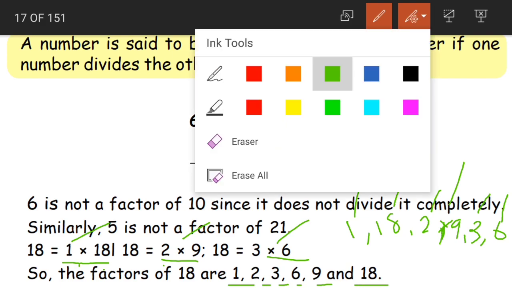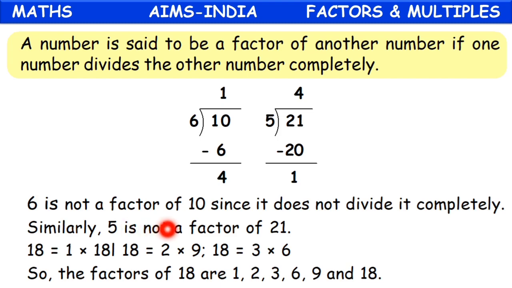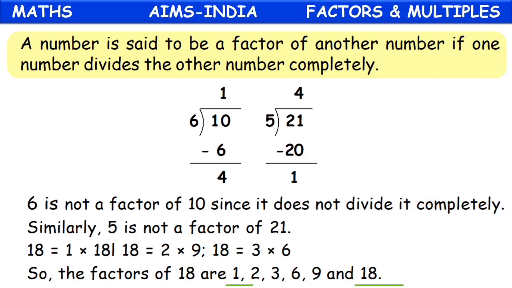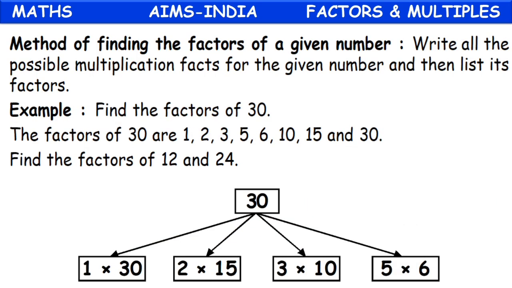Okay children, first you can write the multiplication facts for the given number and then list out all the factors in ascending order from small to big. Now what are the factors of 18 here? 1, 2, 3, 6, 9 and 18. Now method of finding factors of a given number: write all the possible multiplication facts for a given number and then list its factors.